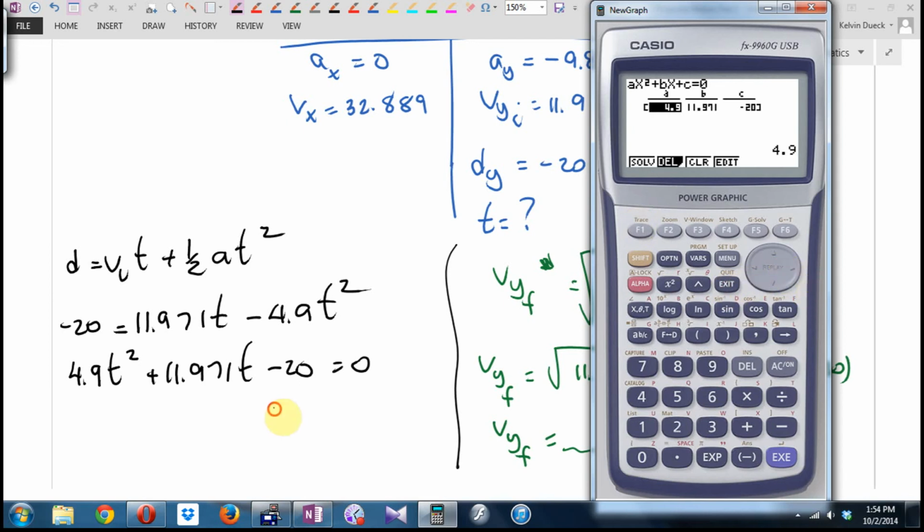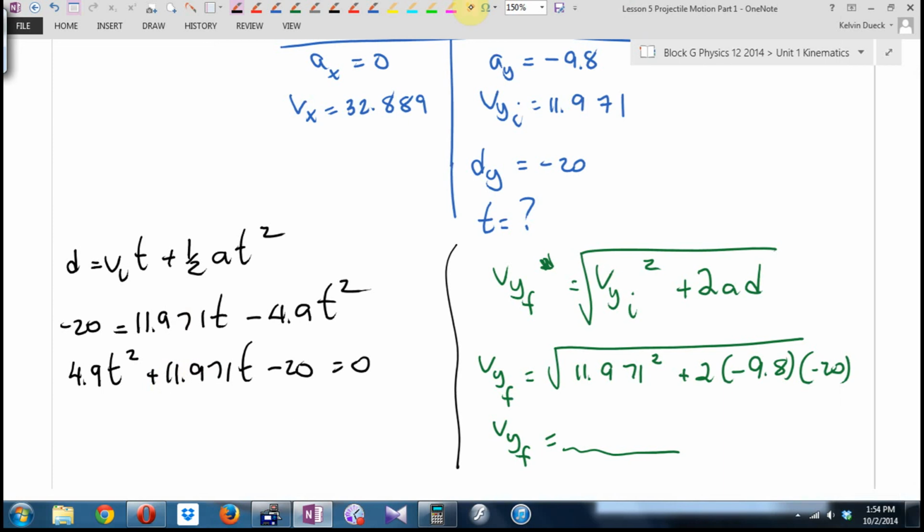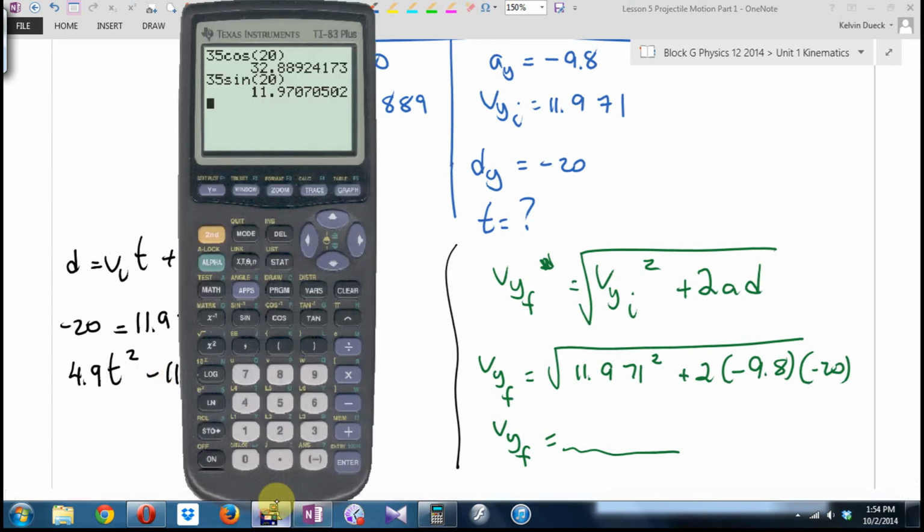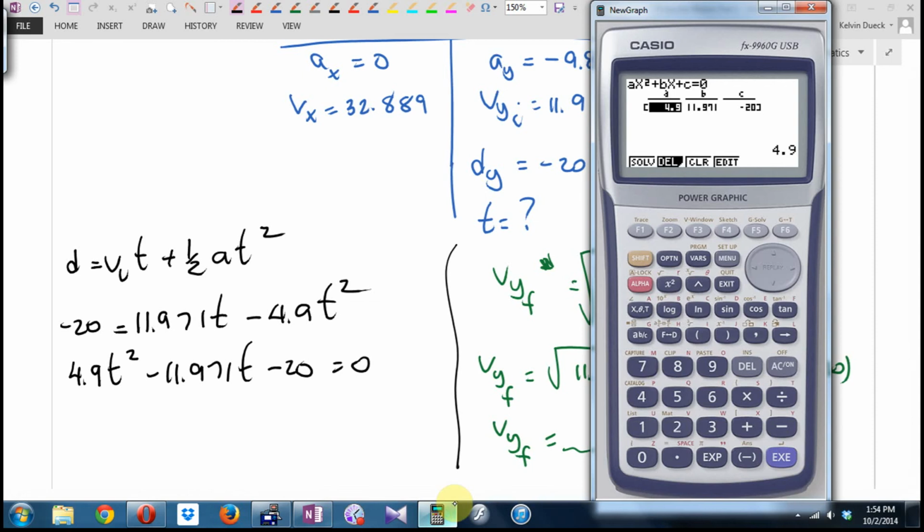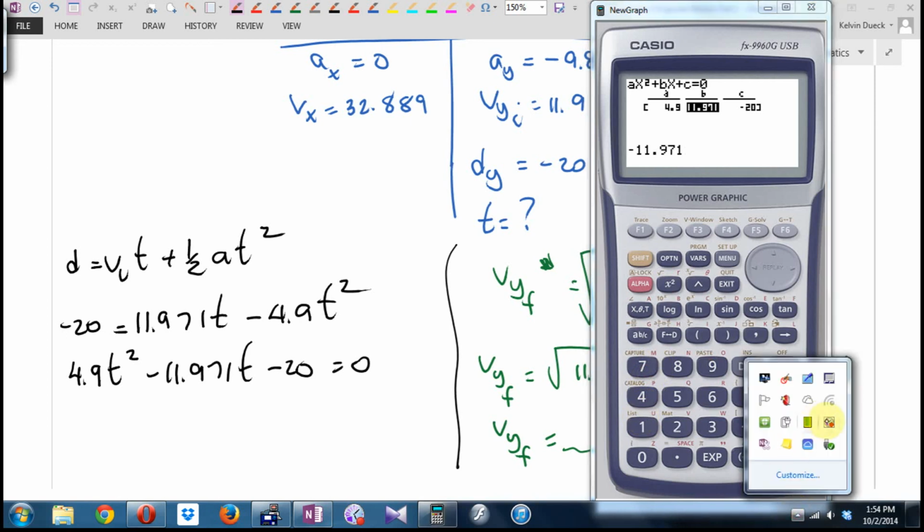Isn't it negative 11? It is negative 11, Mr. Dueck. How about you do the quadratic equation right, Mr. Dueck? Mark, did you point that out, or did Sabrina point it out? Who was first? Both you guys get candies.